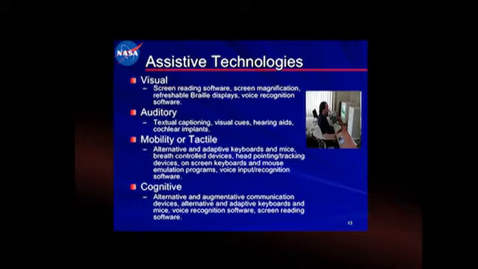For auditory disabilities, we're looking at textual captioning for videos, other visual cues, hearing aids, cochlear implants, and the technology needs to be able to work with those. For mobility and tactile, there are alternative and adaptive keyboards and mice, breath-controlled devices, head-pointing devices, screen keyboards and mouse emulation programs, voice input recognition.